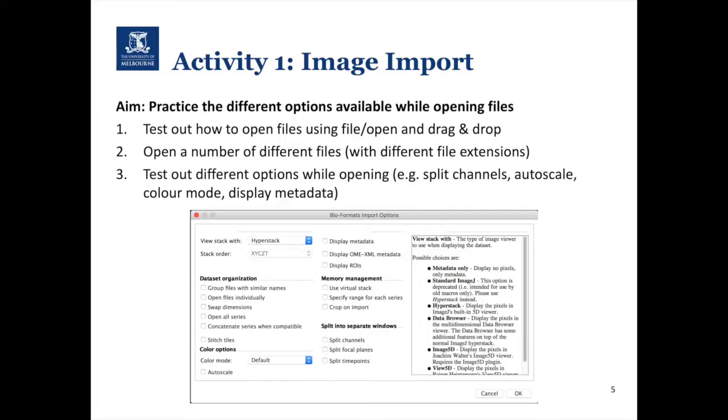So your first activity will be to go through and practice the image import. Test out how to open a number of different files using the file open and also the drag and drop functions. Try playing around with files with different file extensions and see how they open. And then you can also play around with some of the options within Bioformats import options, for example, split channels, auto scale, color modes, and display metadata. That's activity 1, and all the activities are in the handout sheets, which you should have downloaded along with the demo data.